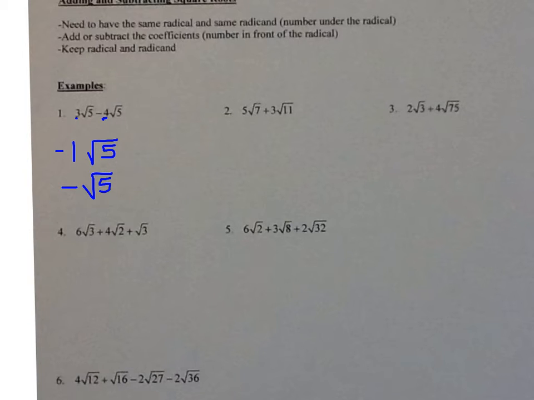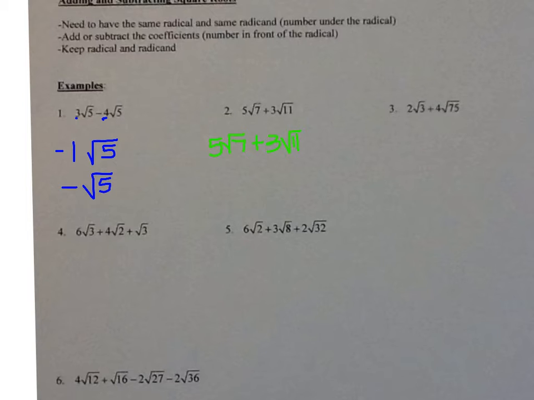Okay, let's take a look at number 2. 5 the square root of 7 plus 3 the square root of 11. Now, these do not have the same radicands. One's a 7, one's an 11. And so we can't add them like that, but can we simplify? Can we simplify the square root of 7? No, there's no perfect square that goes into 7. Can we simplify the square root of 11? No, we can't simplify the square root of 11, so we cannot add them. So your answer is still just 5 the square root of 7 plus 3 the square root of 11. We can't add them.